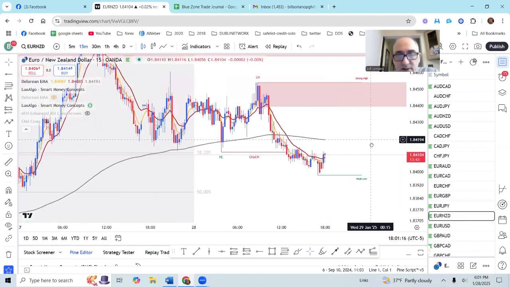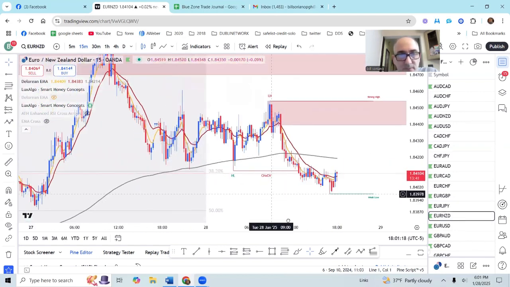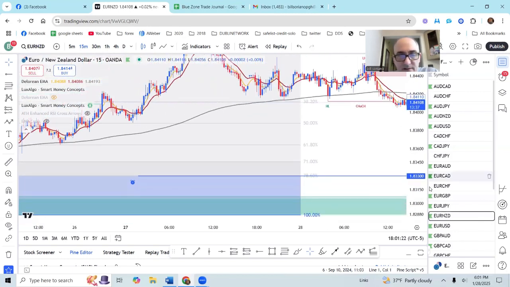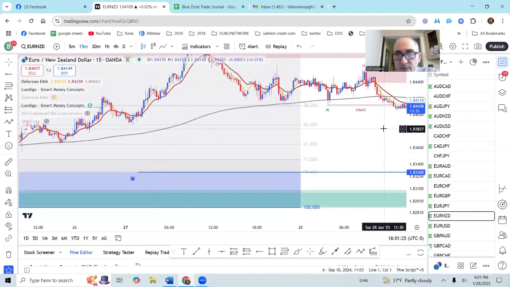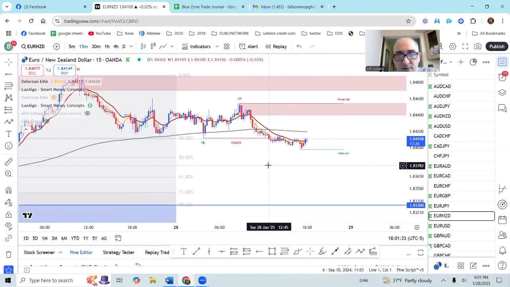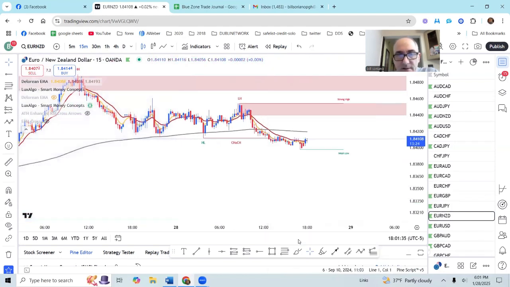EURNZD. This one now we have a change of character here, right? So we were looking to buy this, right? We had a blue zone set up for a buy, but then what's happened is price came down, it kind of consolidated, it came down, and this is a change of character right here. So this then now changes to a potential sell.